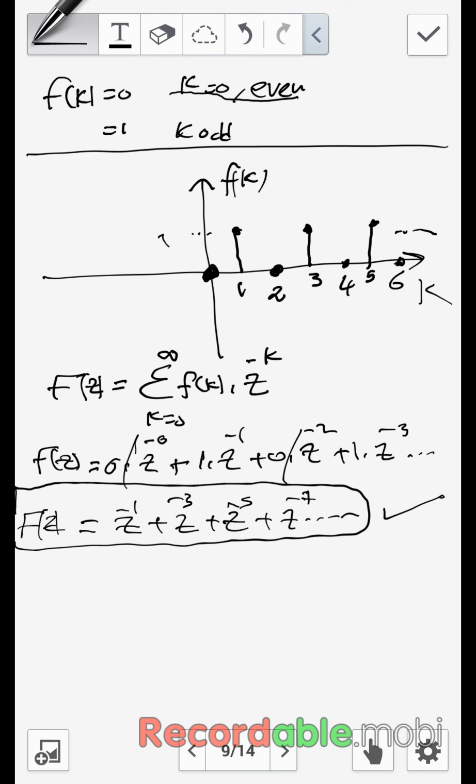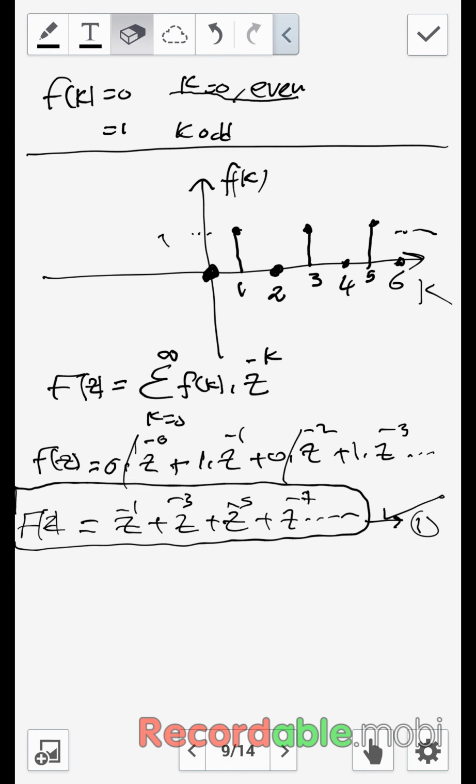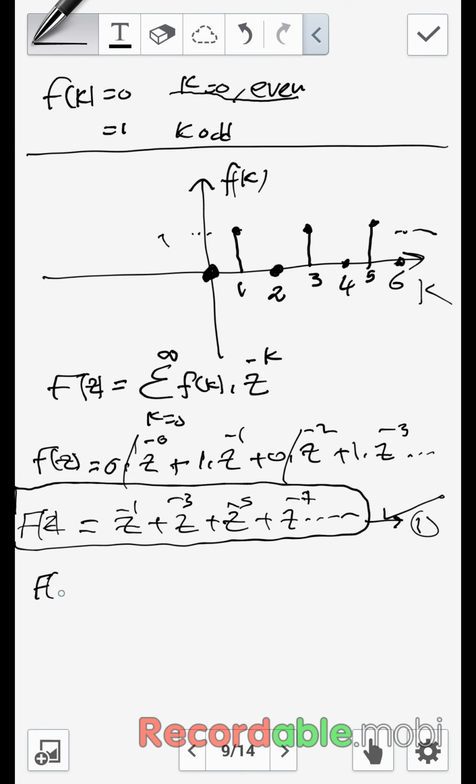Okay, if we call this equation 1, multiply equation 1 by z to the power of minus 2. F of z times z to the power of minus 2 will equal, on the right hand side, z to the power of minus 3 plus z to the power of minus 5 plus z to the power of minus 7 and so on. This is equation 2.